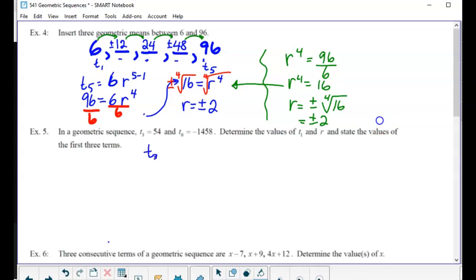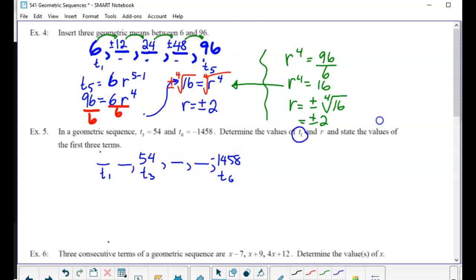So let me just put that below. So this is 54, T3, and then T4, T5, and T6, okay? And we're asked to find T1, so really that's T1, and what R is. So this is very similar to the last couple of questions. Notice how this is calling this T3.